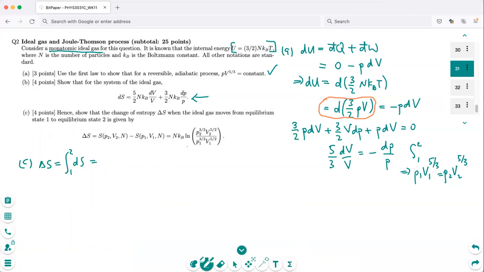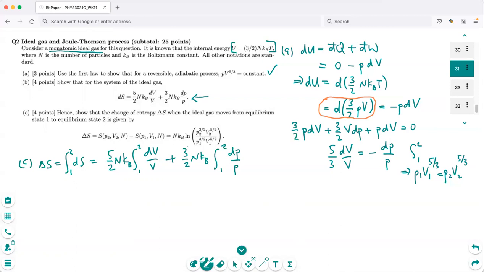Okay, so what do we do? We go back to B and take this equation here. So we have 5/2 NkB. So this is 1 to 2, right? So you have dV divided by V, 1 to 2. This is V1 to V2. And then you have this NkB, 1 to 2, dP divided by P.